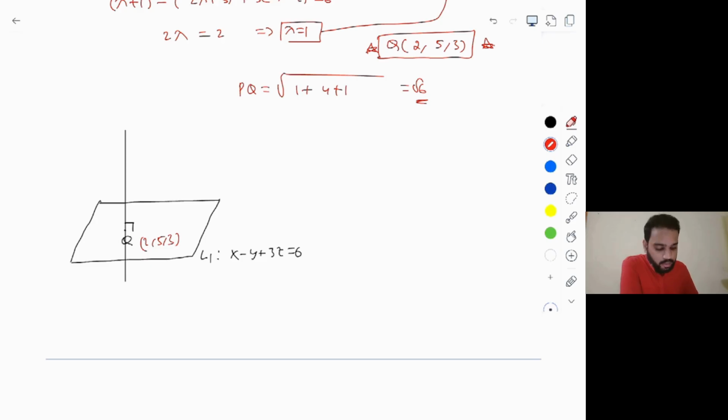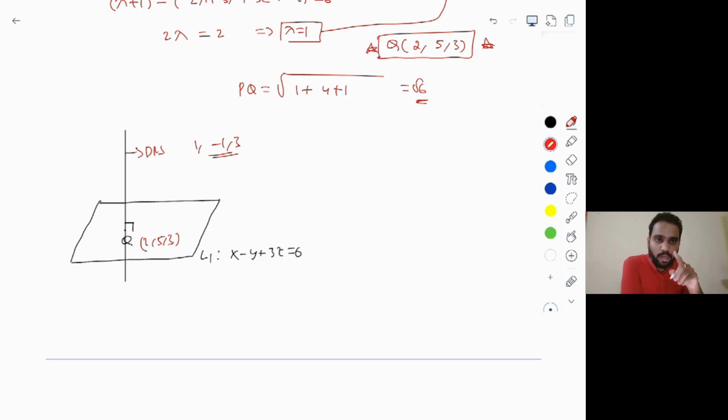Moreover, we need the DRs of this line, but what I'll say is directly the DRs of this one can be taken as 1, -1, 3. I hope you got this point. What is the reason behind it? Because this line, whatever they are talking about, is simply nothing but the normal to this plane here.